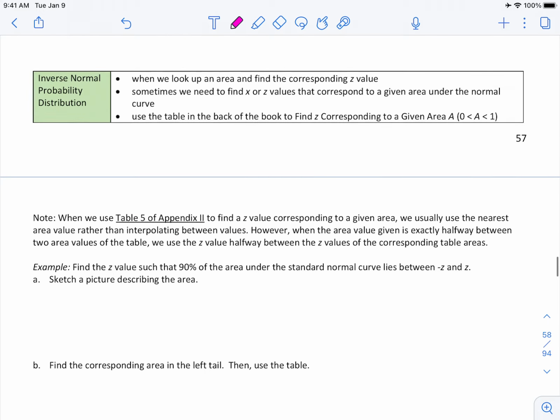All right, so inverse normal probability distribution. This is when we look up an area and find the corresponding z-value. Sometimes we need to find x or z values that correspond to a given area under the normal curve. Use the table in the book or the normal CDF.